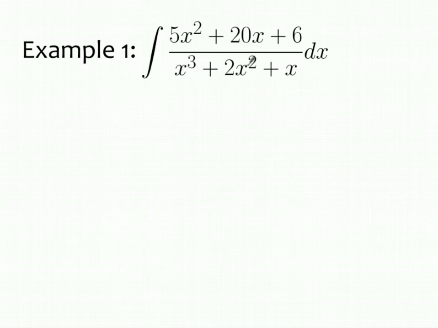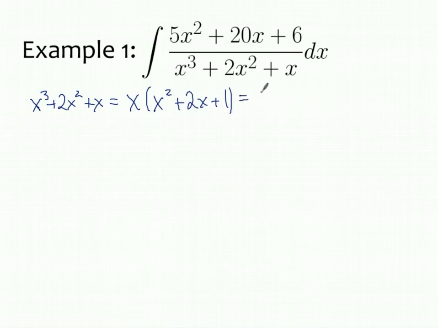So I want to factor that denominator, right? Let's do that. x cubed plus 2x squared plus x: I can pull out an x, and that leaves you with x squared plus 2x plus 1, and I recognize that as a square, so that's x times (x plus 1) squared. So what I have are two linear factors, one of which has multiplicity 2.